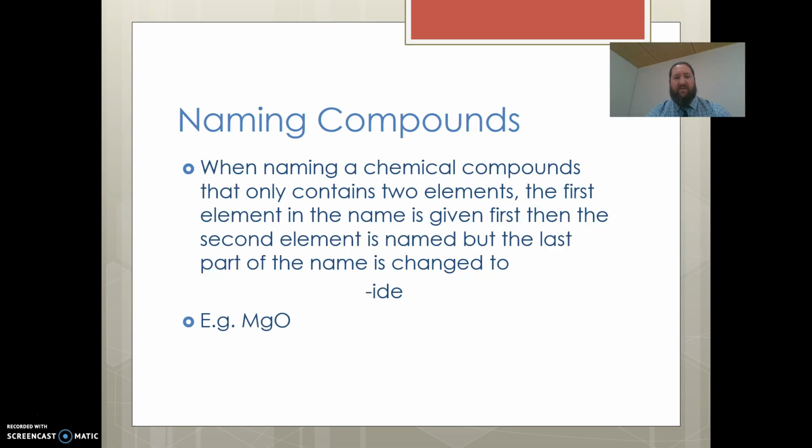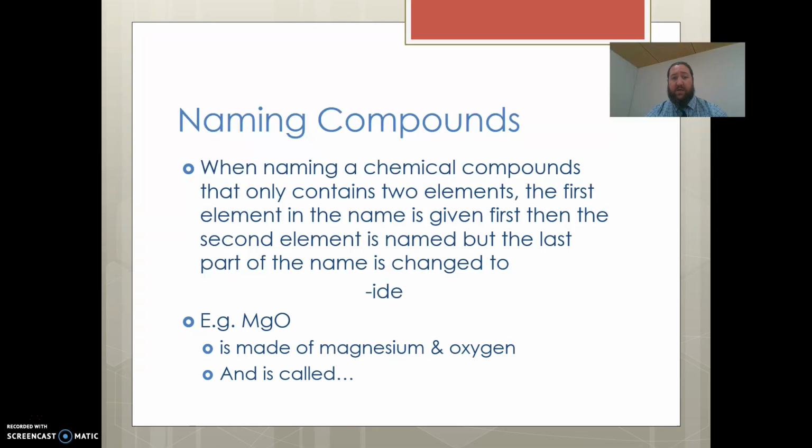Here we have MgO. This is made of magnesium and oxygen. We don't call this stuff magnesium oxygen. We change the last part of the second element's name to "ide". So this stuff is actually called magnesium oxide.